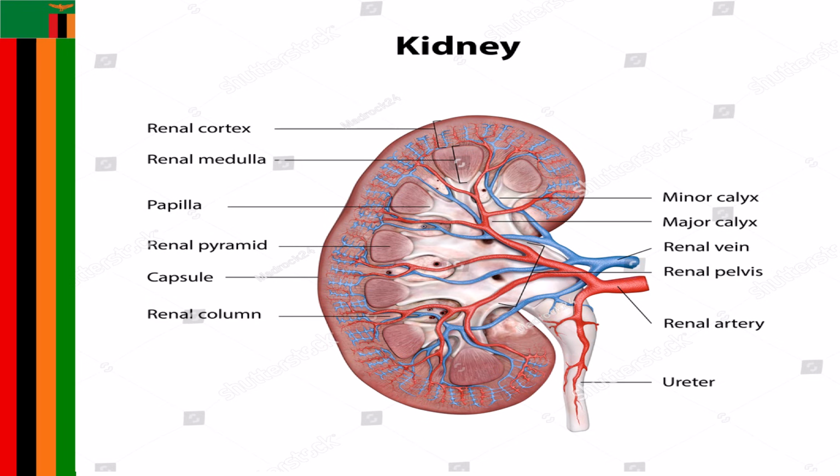But if you draw a correct diagram, then the labels are misplaced, for example, here where it says minor calyx, maybe you label it as major calyx. Where it says renal vein, you label it as renal pelvis or renal artery. You swap the labels, but the diagram is perfectly correct. You will not be given any marks whatsoever because it shows that you don't know what you are talking about.